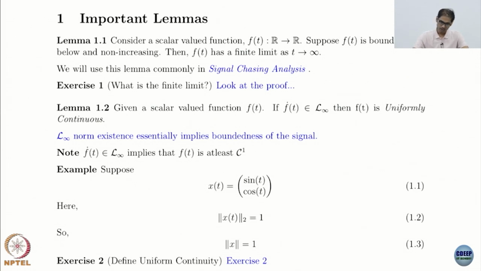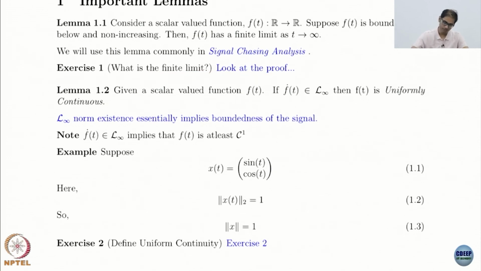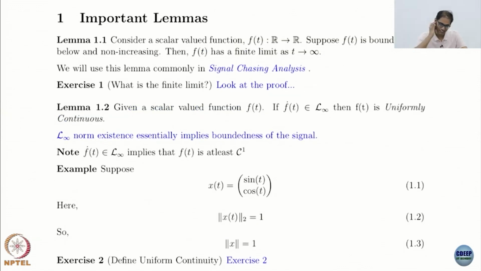This is a rather key result that we constantly invoke in what we call signal chasing analysis, which we will also look at. Of course, there is an exercise which asks what this finite limit is. I will leave it to you, because the lemma says there is a finite limit; the question is what this finite limit might be. All right, the second lemma gives you a result that helps you evaluate uniform continuity of a function. If you don't know what uniform continuity of a function is, please go read it up.